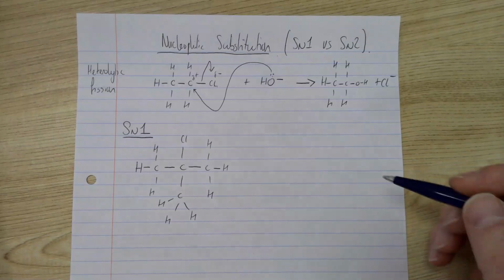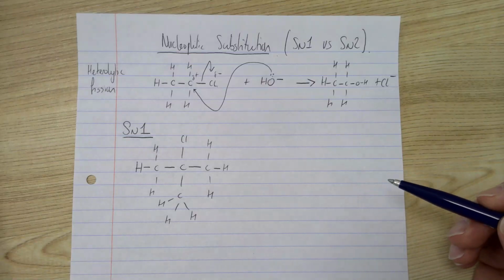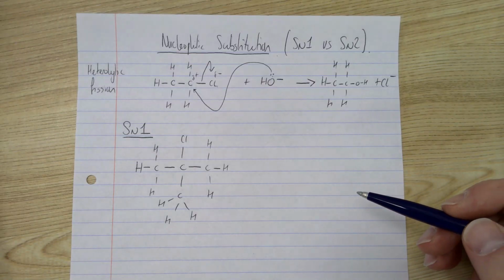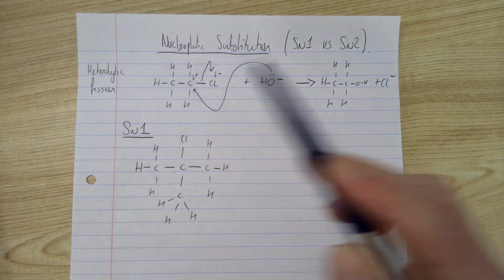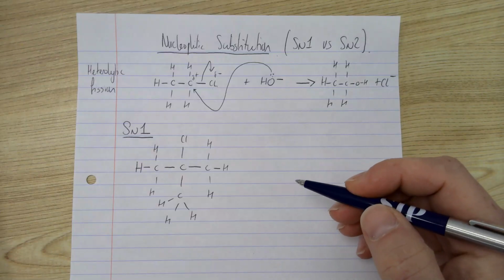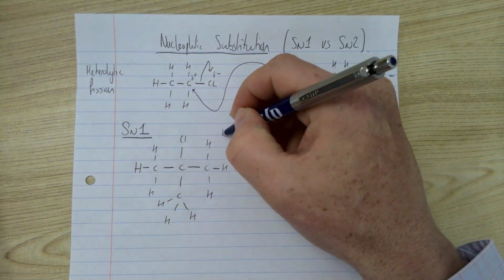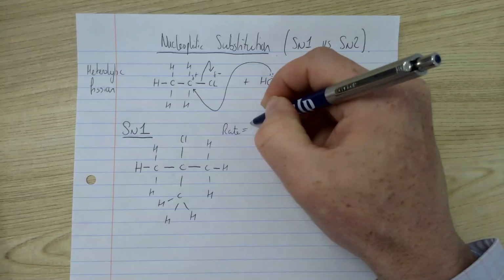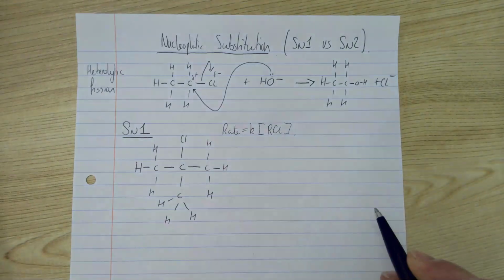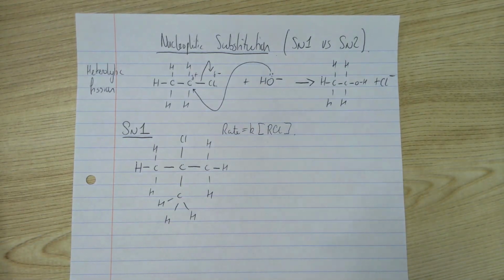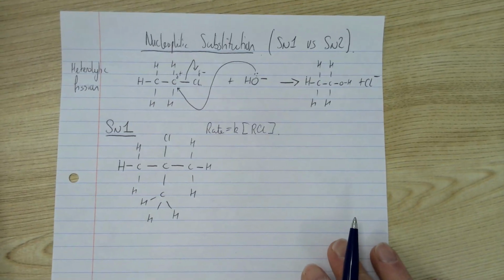At higher level IB, we have to be aware that there are 2 versions of this nucleophilic substitution. There's SN1, which is substitution nucleophilic 1, and the 1 is telling you that it's unimolecular. In other words, there's one reactant in the rate determining step, and so the rate equation is: the rate is equal to k times the halogenoalkane. And that's it for the rate equation, just that. Therefore, the slow step only involves the reactant halogenoalkane.